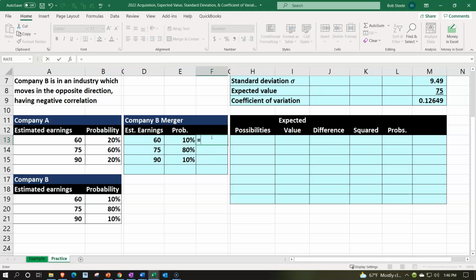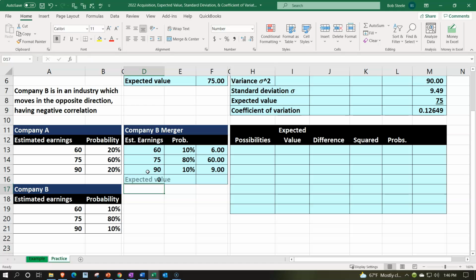And then we'll take the 60 times the 10%. We'll take the 75 times the 80%. We'll take the 90 times the 10%. Noting, of course, that these percentages need to add up to 100%. This gives us a framework to think about the statistical type of analysis that we would like to apply to our decision-making process. Going to go up top, number group, add a couple decimals to it. It's nice and even. This is once again going to be the expected value.